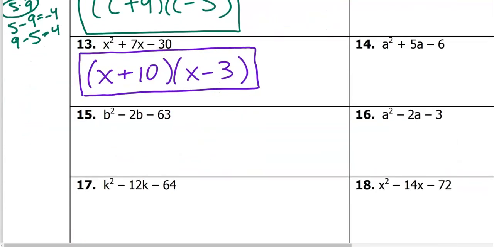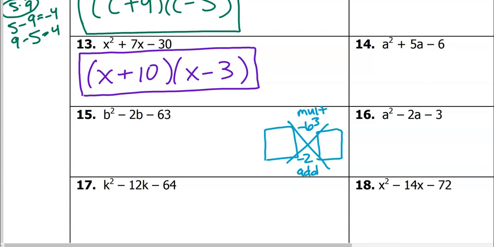Okay, here we go. 15. B squared minus 2B minus 63. So I need two numbers to multiply to give me negative 63. And add to give me a negative 2. So they're going to multiply to give me negative 63, but they have to add to give me negative 2.